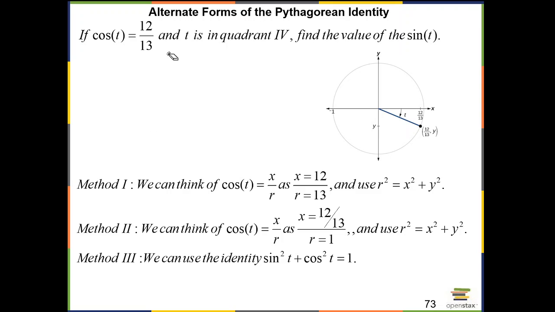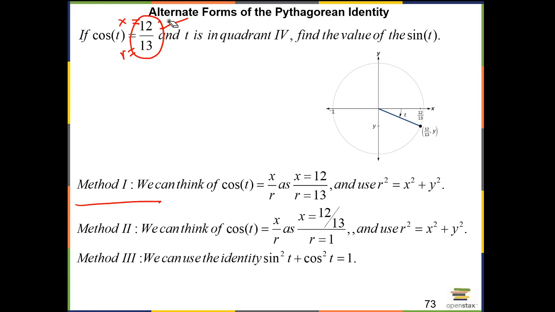If cosine is 12 over 13 and t is in quadrant 4, find the value of sine. As we talked about, I know we do all these with machines nowadays, but it is very important for you to understand how you can do this by hand. So method number 1 is to think of definition number 2. Remember we said think of r, x, and y? So you can think of this as, because it's cosine, this is x and this is r. That's one way to look at it.